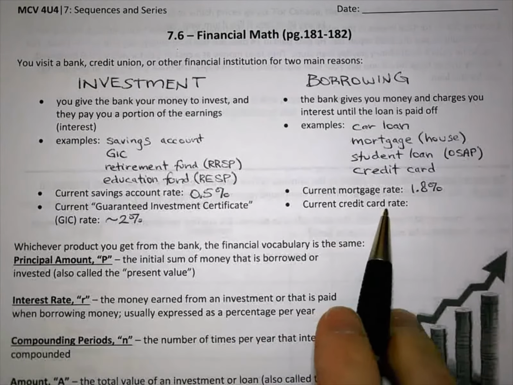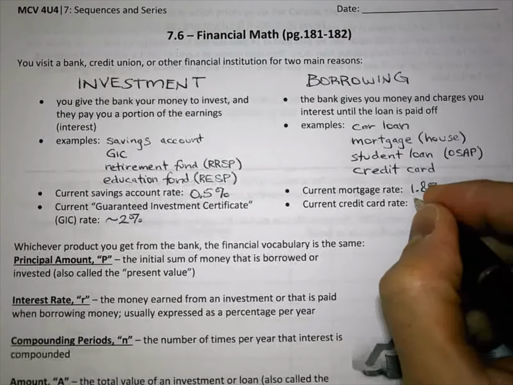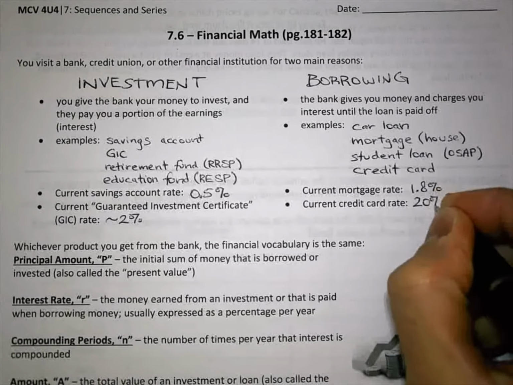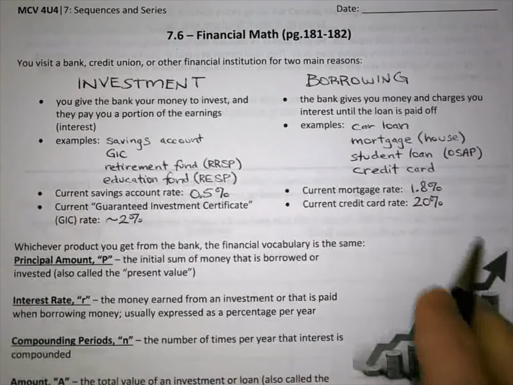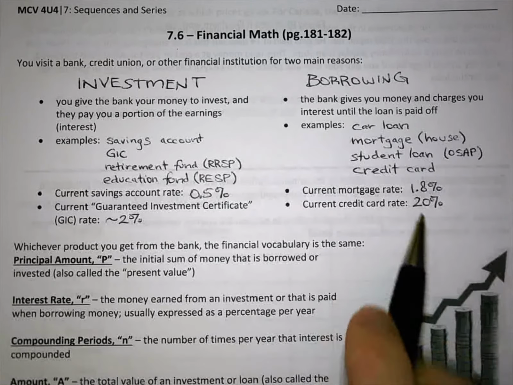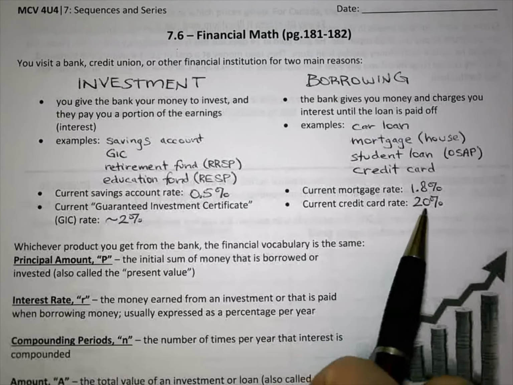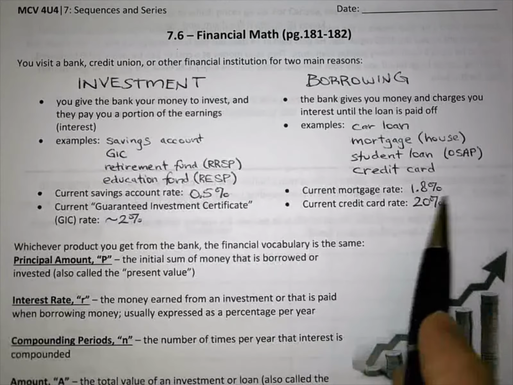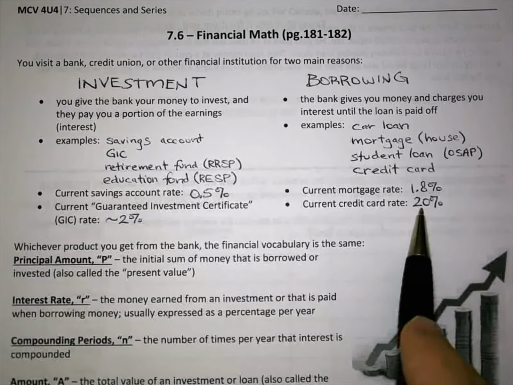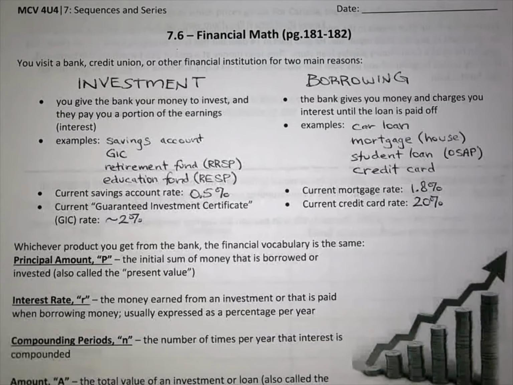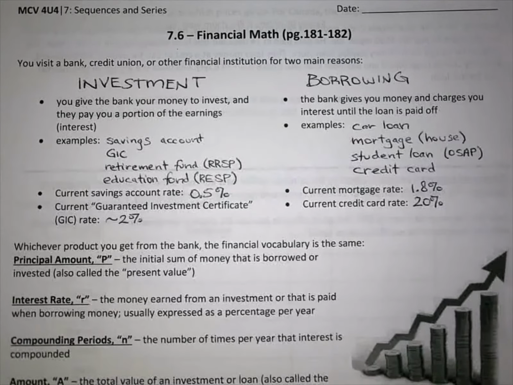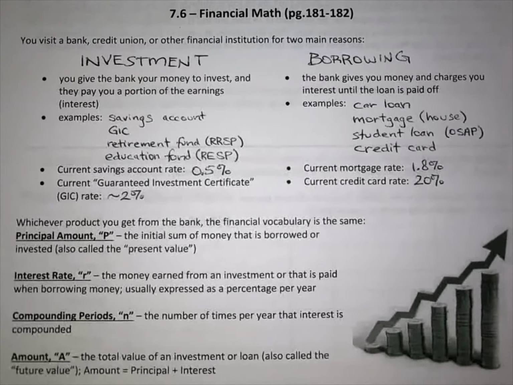And a credit card rate, well, I don't know if any of you guys have credit cards, but the percentage on a credit card is 20% interest. So it's a very, very high rate. That's why you should always try to pay off your credit cards. You don't want to use a credit card as a loan. It's not a great loan source. If you did want to borrow money to buy something, it's better to get an actual loan than to use your credit card. Okay, so that's just some basic info about banks.